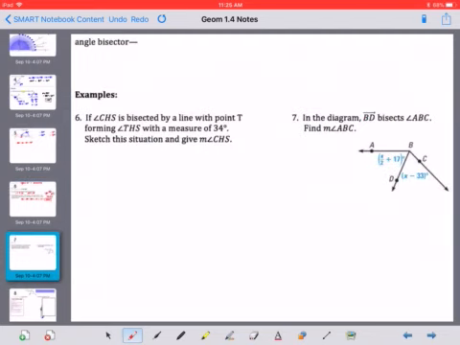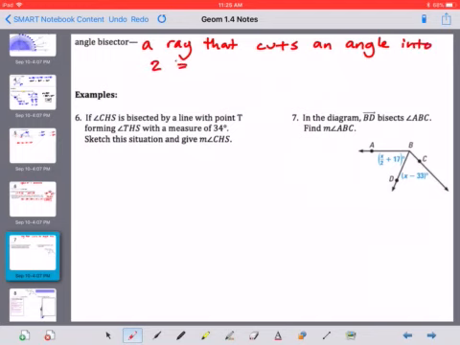Okay, our last term that we're going to discuss in today's lesson is an angle bisector, which is a ray that cuts an angle into 2 congruent angles. All right, so let's use that idea in examples 6 and 7.